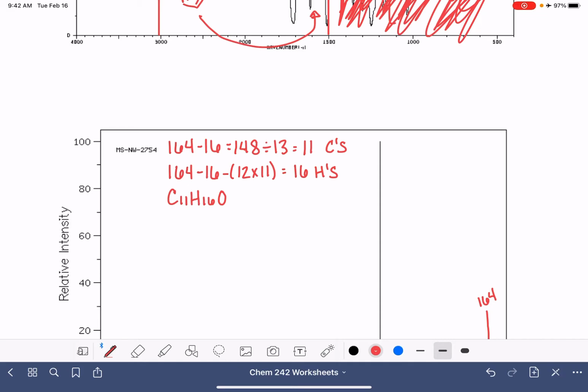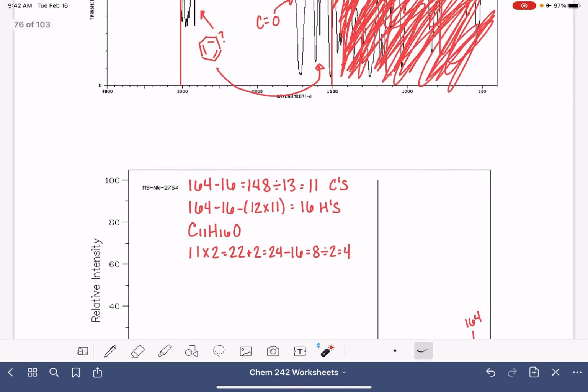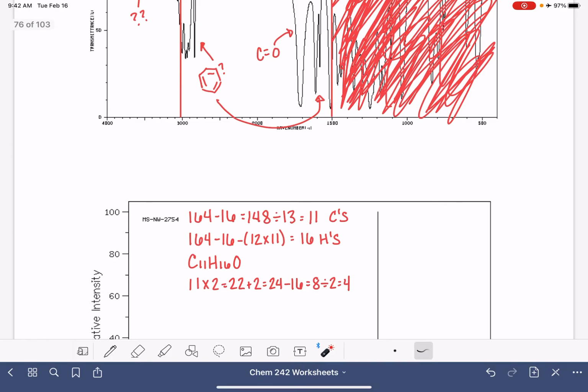Let's calculate an HDI on that. That's so many carbon atoms. 11 carbon atoms times 2 is 22, plus 2 is 24, minus the 16 hydrogen atoms is 8, divided by 2 is 4. That doesn't feel right. First of all, that's just a lot of carbon atoms. Second of all, that's an HDI of 4, and that's really not what I'm expecting. I'm expecting a higher HDI, so it looks like we've got something funny going on here.